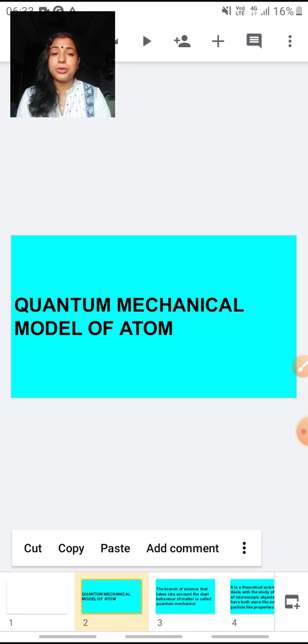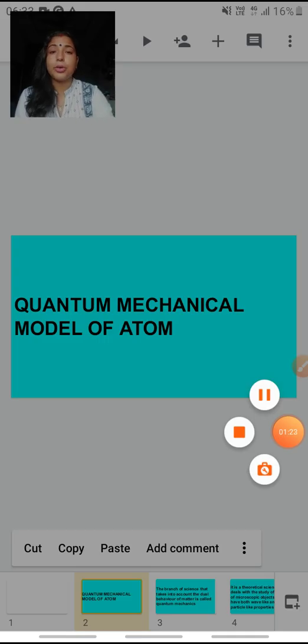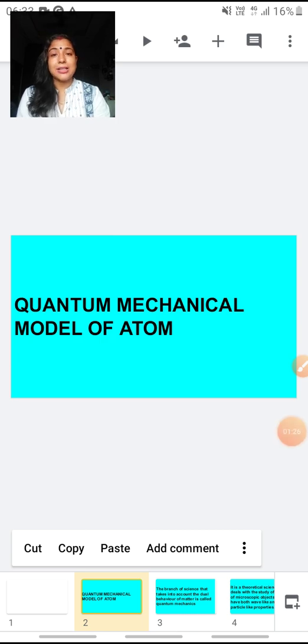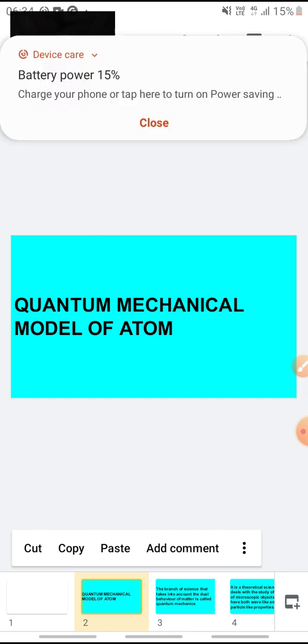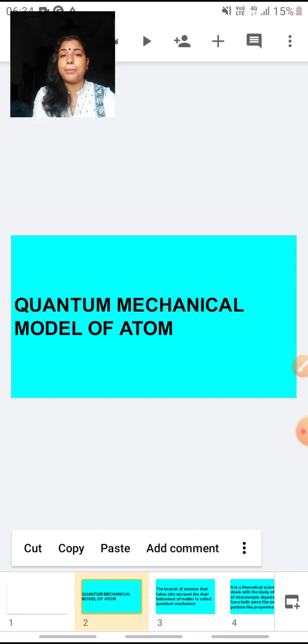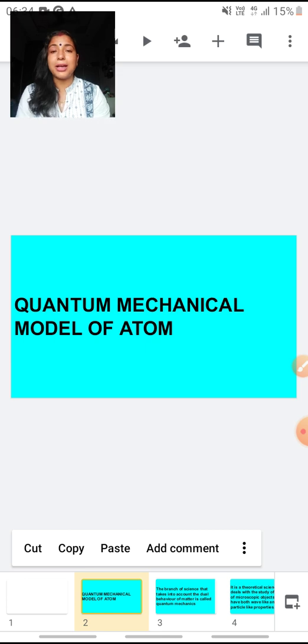Before that, you should know the meaning of the word quantum. As we learned in Planck's quantum theory of radiation, electromagnetic radiations or any radiation travel discontinuously in the form of small packets of energy, and these packets of energy are called quanta. So we are talking about the quantization of energy, that means in the form of small packets.